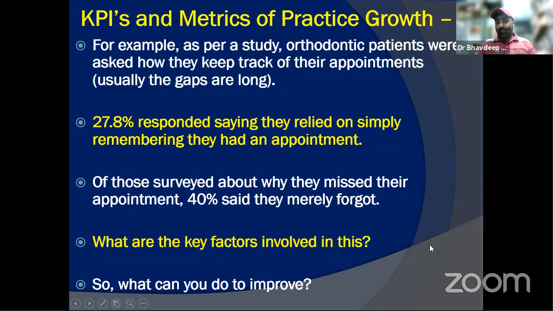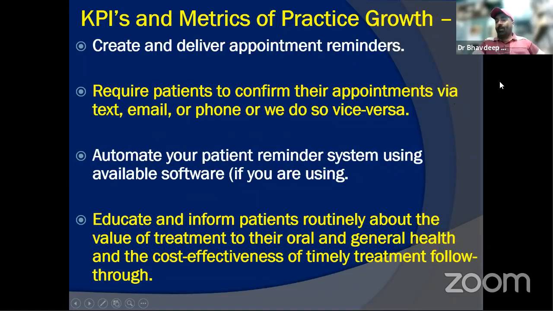So what are the key factors involved in this? What can you do to improve? Create and deliver appointment reminders, obviously with the consent of the patient. Always confirm them, whether by text, email, WhatsApp, phone, whatever they want, and do so vice versa. Confirm whether they are interested in you reminding them. Then if you are using software, you can automate the same via the system SMS, which is there in many of the softwares like Practo as well.